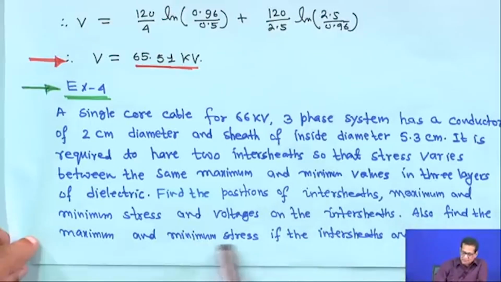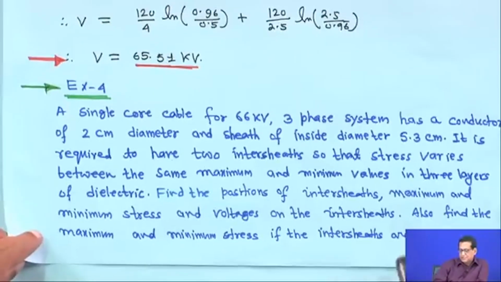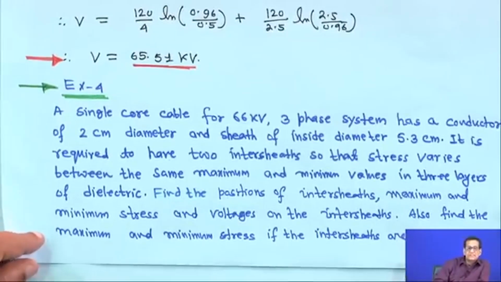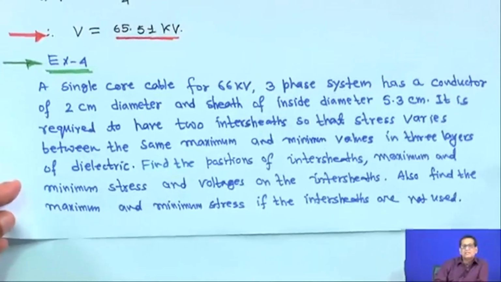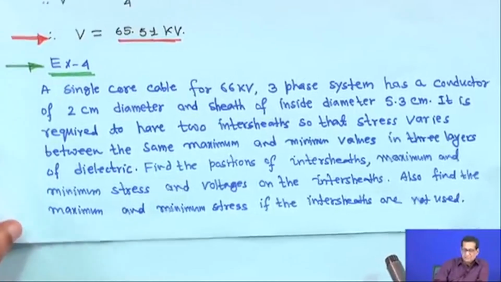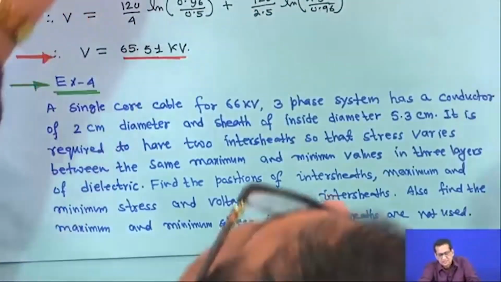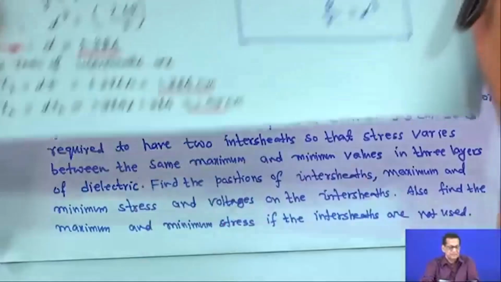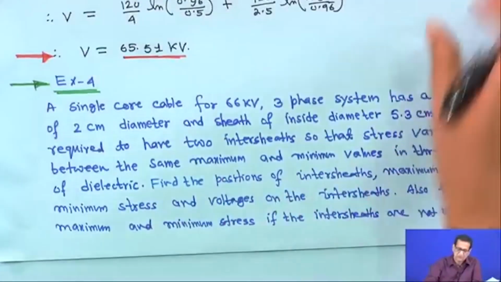Also find the maximum and minimum stress if the intersheaths are not used. I mean, one, what will be the voltage distribution with intersheath, and another thing is, if intersheath is not there, what will be the maximum stress, and what is the stress with intersheath. Now, this is the problem.